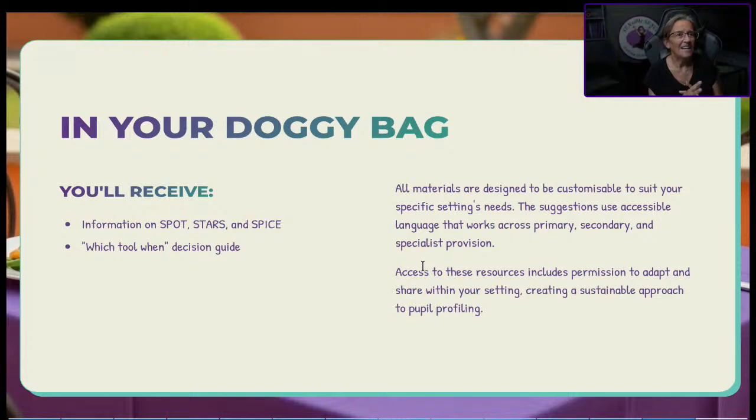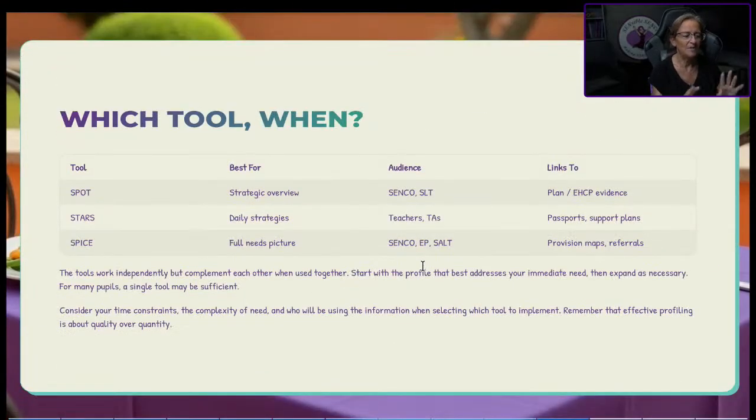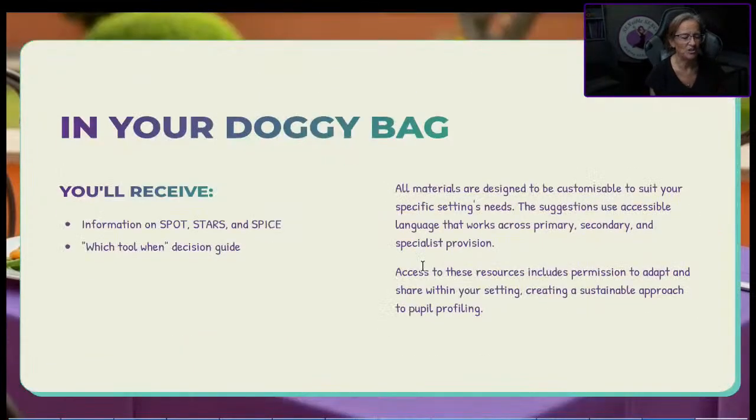So there is a doggy bag for today lurking somewhere, which I'm sure I will find out where at some point. It is information on SPOT, STARS and SPICE that you can use, that you will find out how to use. They're like recipe cards, is the best way of describing them, reminding you how you can actually use them. And there's a which-tool-when decision guide, which you've seen, that one there, that reminds you when you use SPOT, when you use STARS, when you use SPICE, if you're not really sure which one to use.